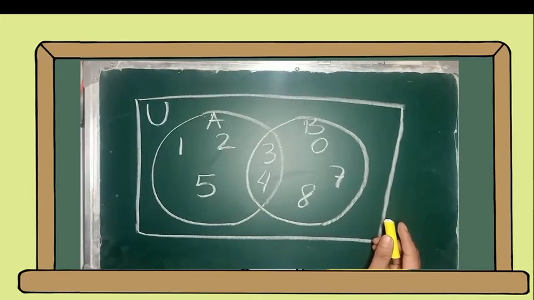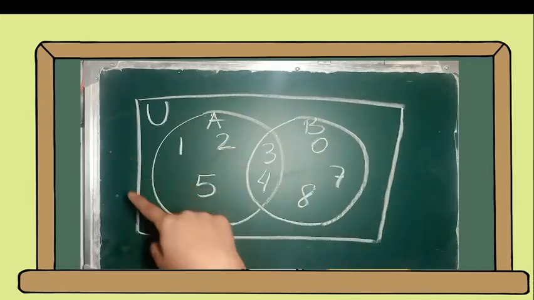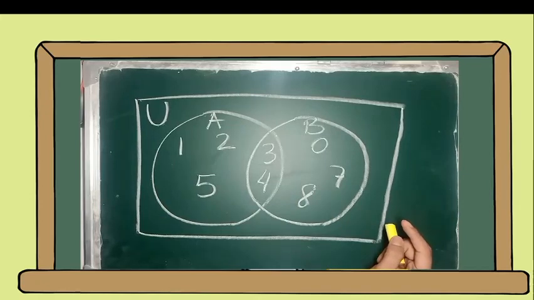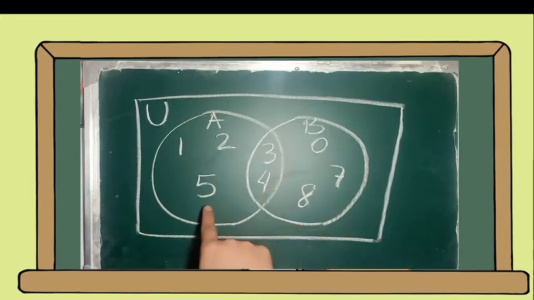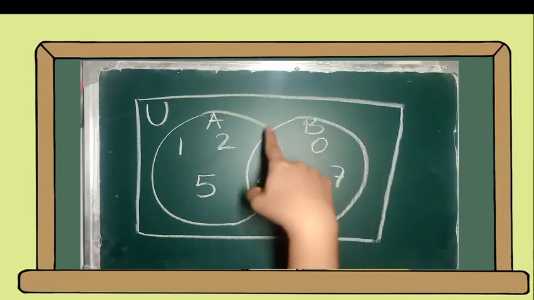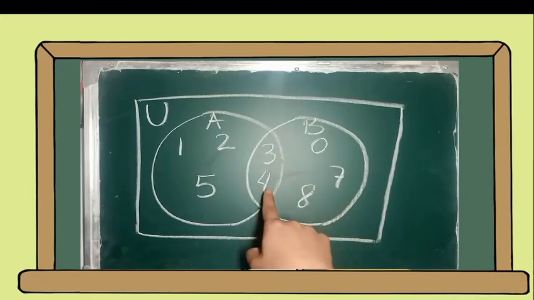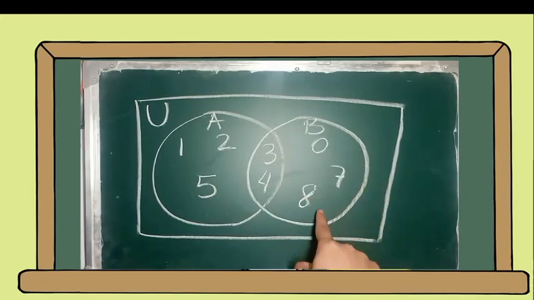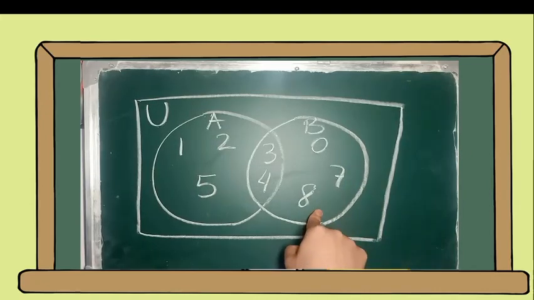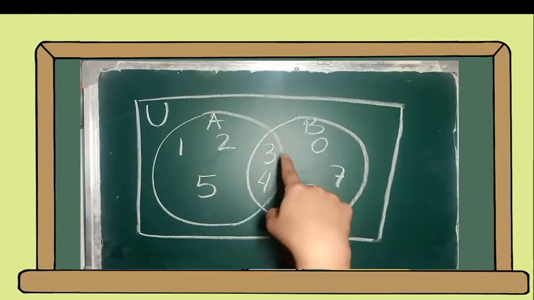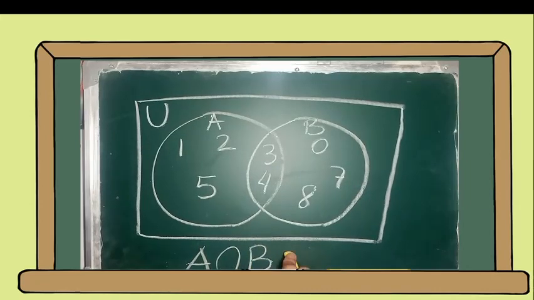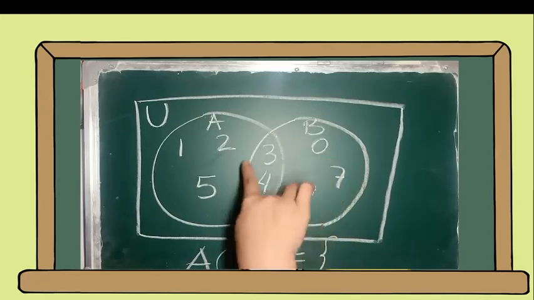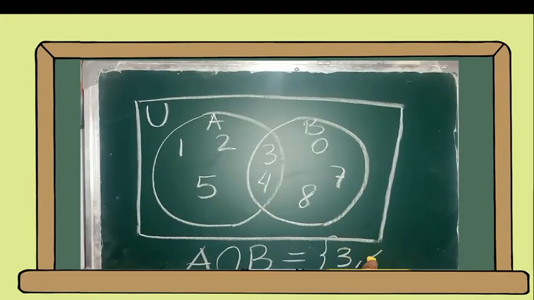To illustrate intersection, tingnan natin yung figure na to. So, si set A have the elements of 1, 2, 3, 4, 5. And si set B has elements 3, 4, 0, 7, and 8. So, ang common area nila, or kung saan sila nag-overlap, ay ang intersection. So, the intersection of A and B is equal to, kung saan sila nag-overlap, 3, 4.